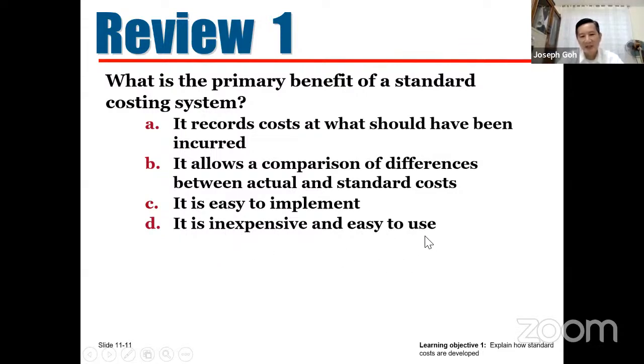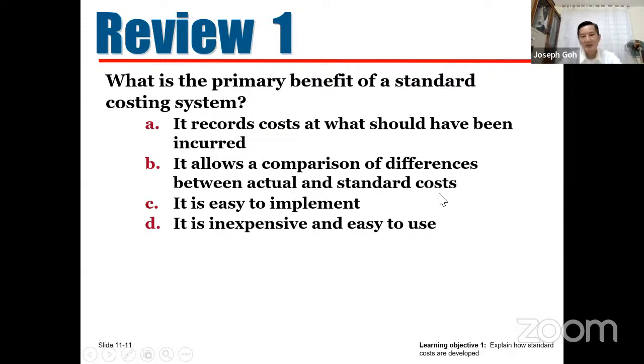And then, if you say easy to use, later we go through all the variance analysis. You will understand this is not easy to use. If you don't study standard costing, you'll get confused about what this is all about, with all the terminology we're going to use later on. So for this exercise, definitely actual costing is not right, and this is the one we want to explore again: it allows a comparison of differences between actual and standard cost.